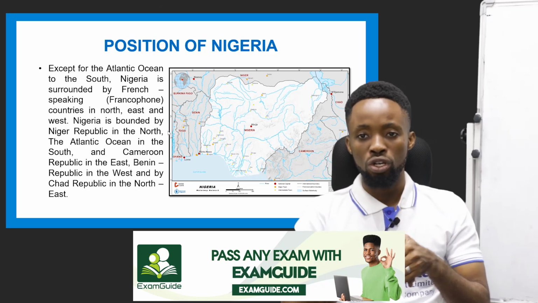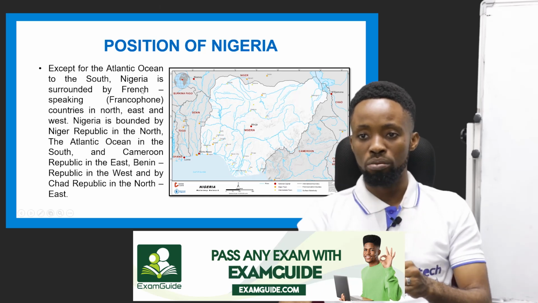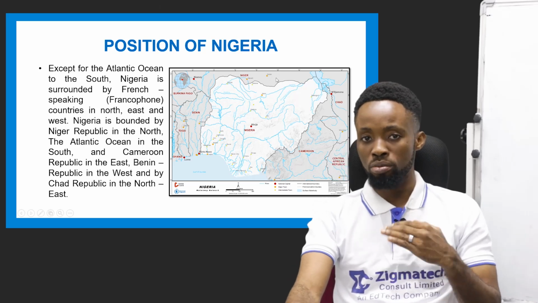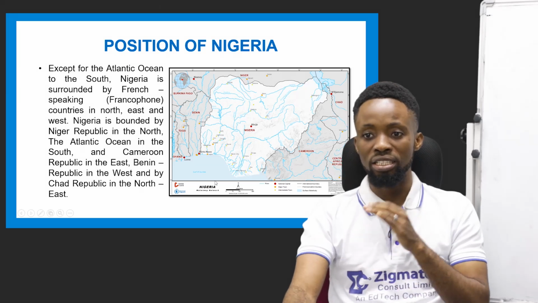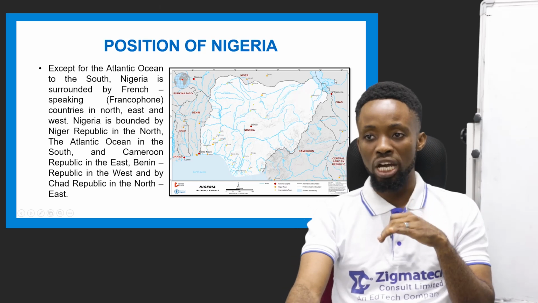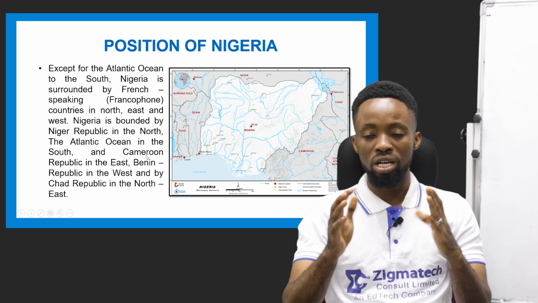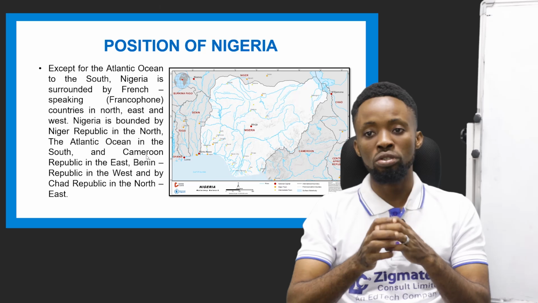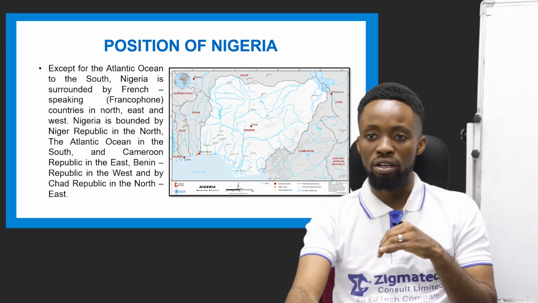and these French-speaking countries are known as Francophone countries. So in a nutshell, we have Benin Republic at the west, we have Niger Republic at the north, we have Cameroon at the east, and the Atlantic Ocean at the south, and also Chad Republic in the northeast. So these are the countries surrounding us. With these countries, we can easily spot out the position of Nigeria in West Africa.